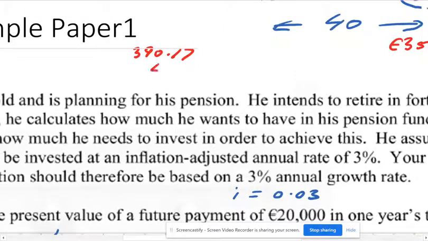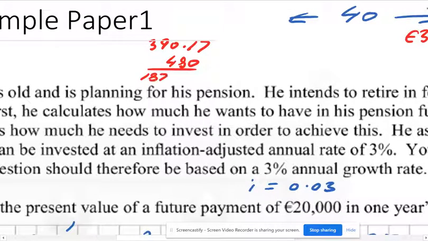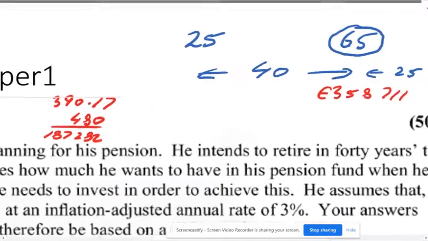So multiply that by 480, because there's 480 of those payments. So 390.17 multiplied by 480 gives us a number: 187,282.